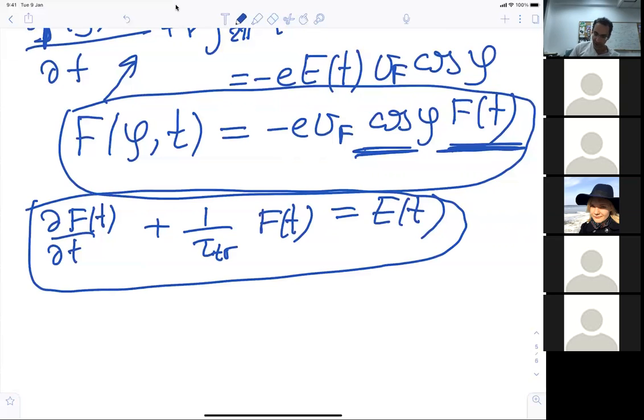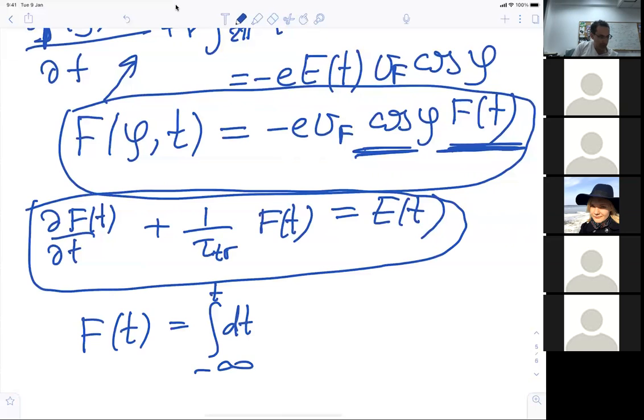That's a very simple linear equation. We all know how to solve it. And the solution reads f of t is equal to integral from minus infinity to t dt prime e to the minus t prime divided by tau transport, e of t prime.